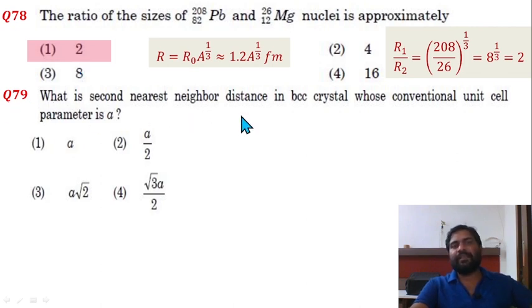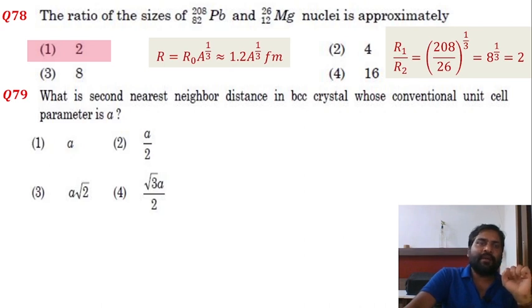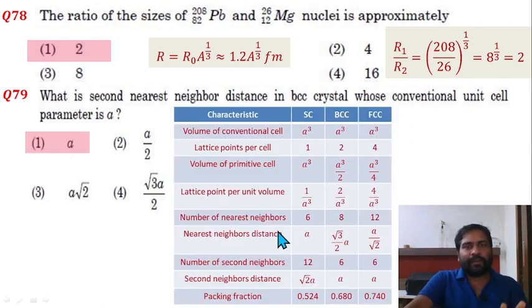Question 79. What is the second nearest neighbor distance in a BCC crystal whose conventional unit cell parameter is A? All important quantities or characteristics of simple cubic, body centered cubic and face centered cubic are listed here. You can learn it or note it down. For the second nearest neighbors in BCC, the second neighbor's distance equals A. Option 1 is correct.